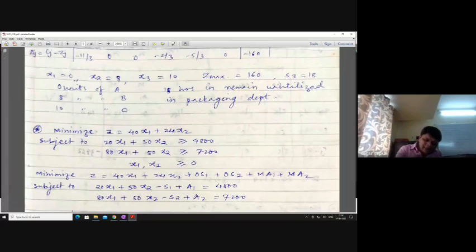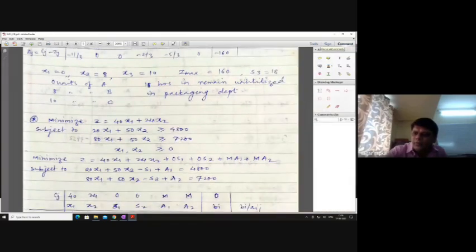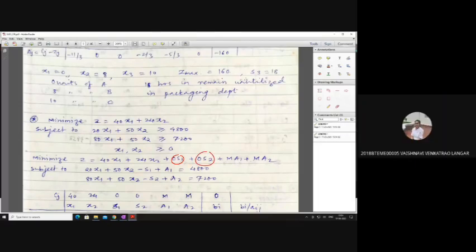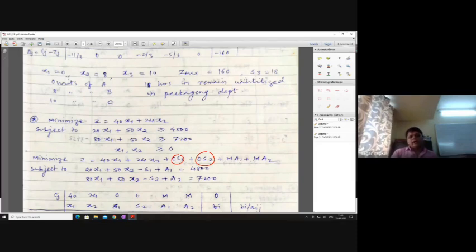Okay. Now when we are considering S1 and S2 in the constraints, we have to consider them in the objective function as well. So we have taken +0 S1 and +0 S2. Is it okay? Now we have added A1 in one constraint and A2 in another constraint. So we have to take care of that also in the objective function. So for minimization problem, we have to add a very big amount.